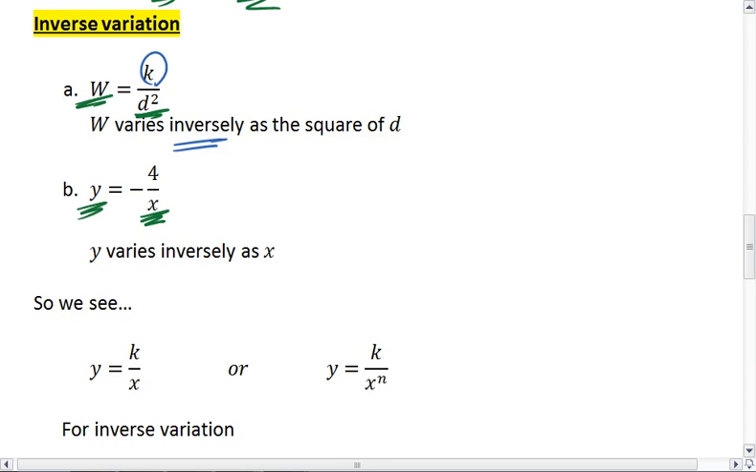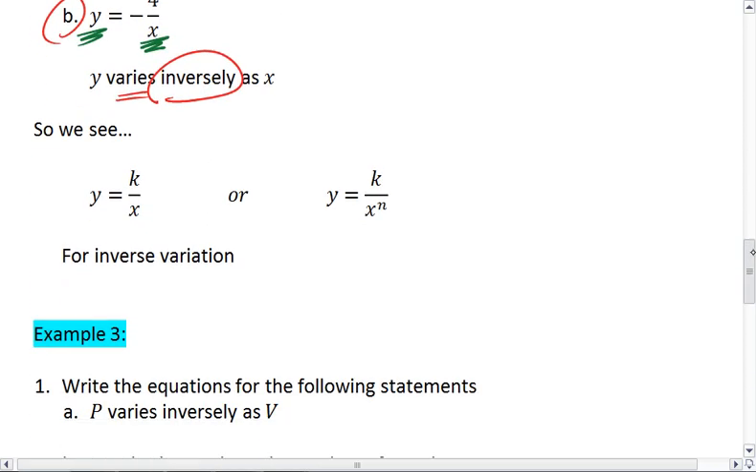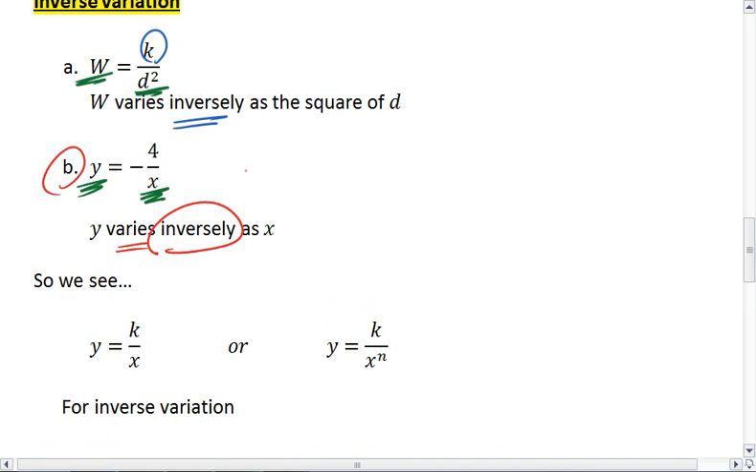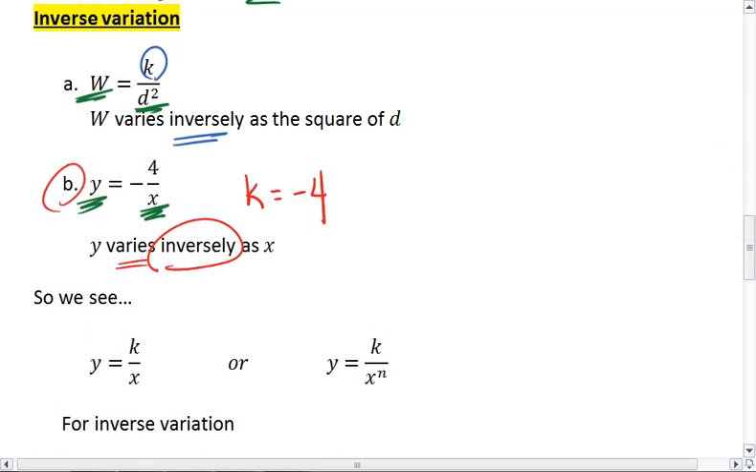And we do see that in part B, y varies inversely as x. And in part B, we've just replaced the constant of proportionality k with a -4. So what we see in general is that y equals k over x, or y equals k over x to the n, where again n is a natural number, for inverse variation.